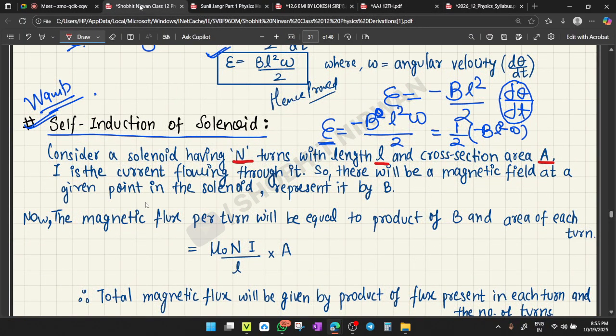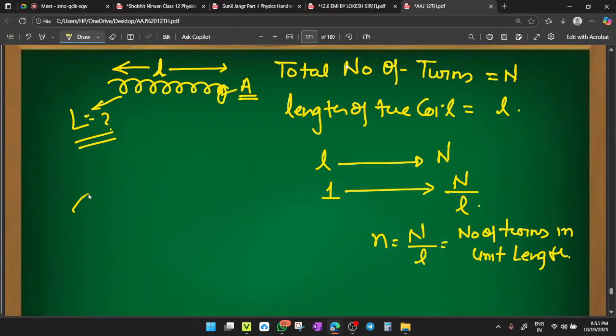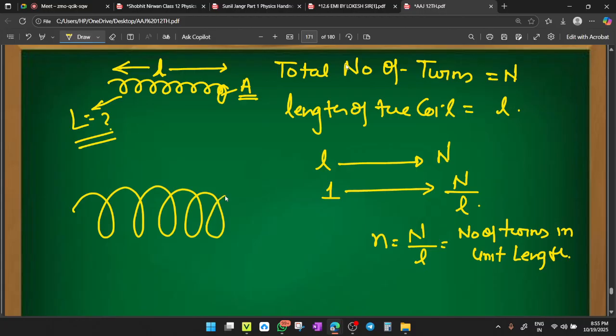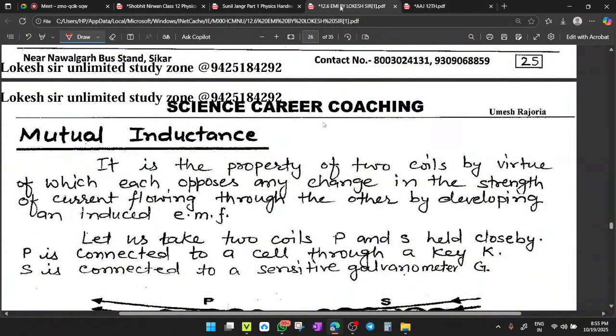So there will be a magnetic field at a given point in the solenoid represented by B. There is a current i flowing through this coil, so definitely this is like a solenoid. As you know, when a current is flowing, there is a parallel uniform magnetic field inside the solenoid, and the amount of this magnetic field is B equals to mu naught n i. We have derived this magnetic field in the last chapter, magnetic effect of current. A parallel magnetic field is there.